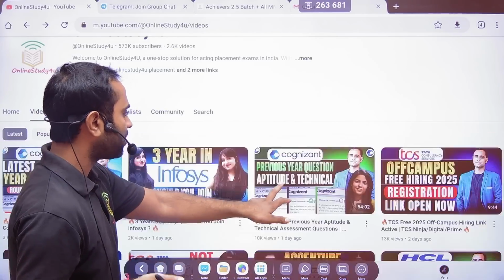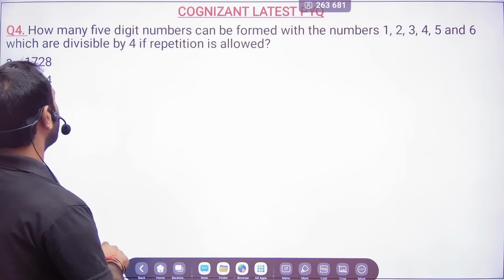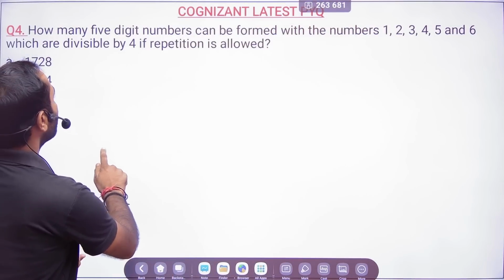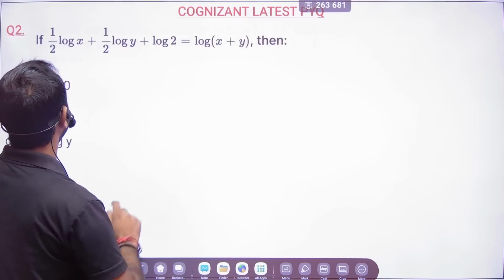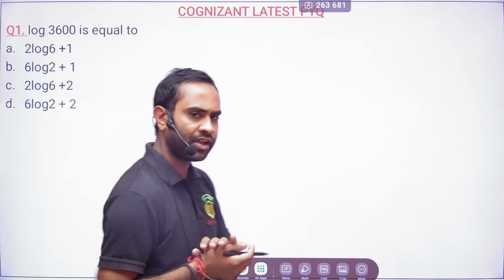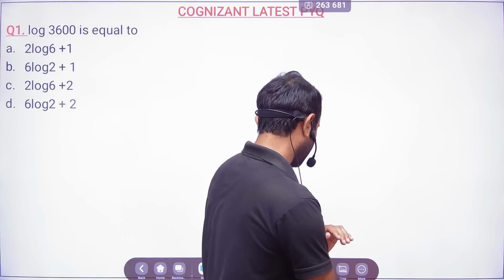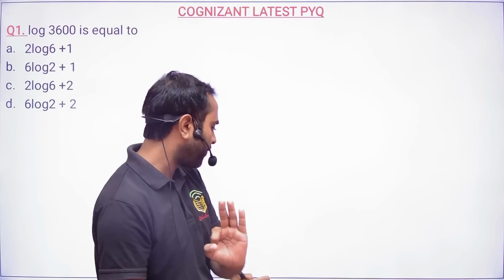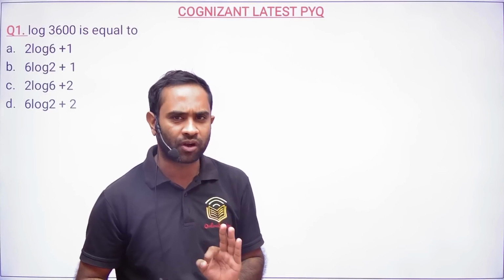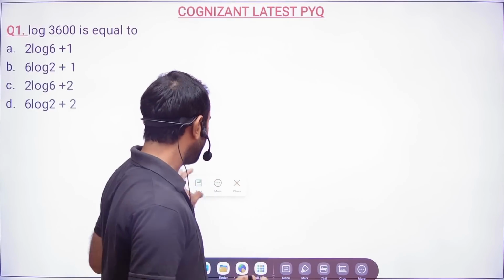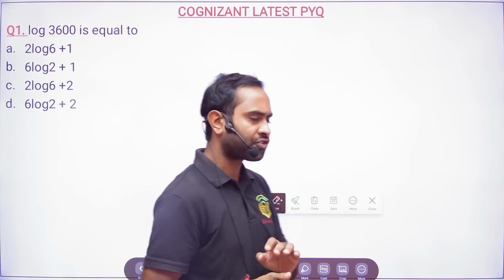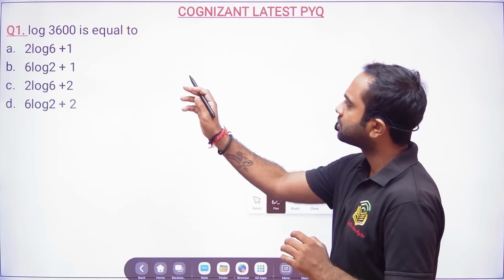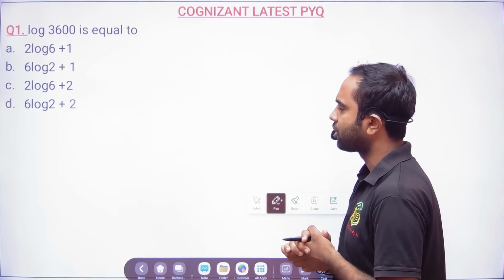So friends, here we are going to solve the top 25 questions from different topics. Each and everything will be covered in very much detail. Now I request all of you, first please try to solve the question by yourself and then watch the solution. Question number 1, log 3600 is equal to?